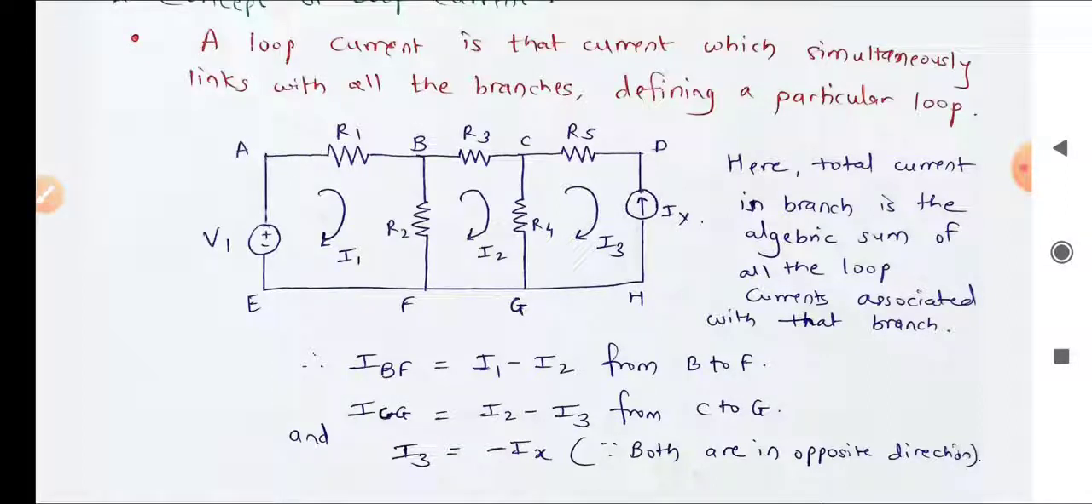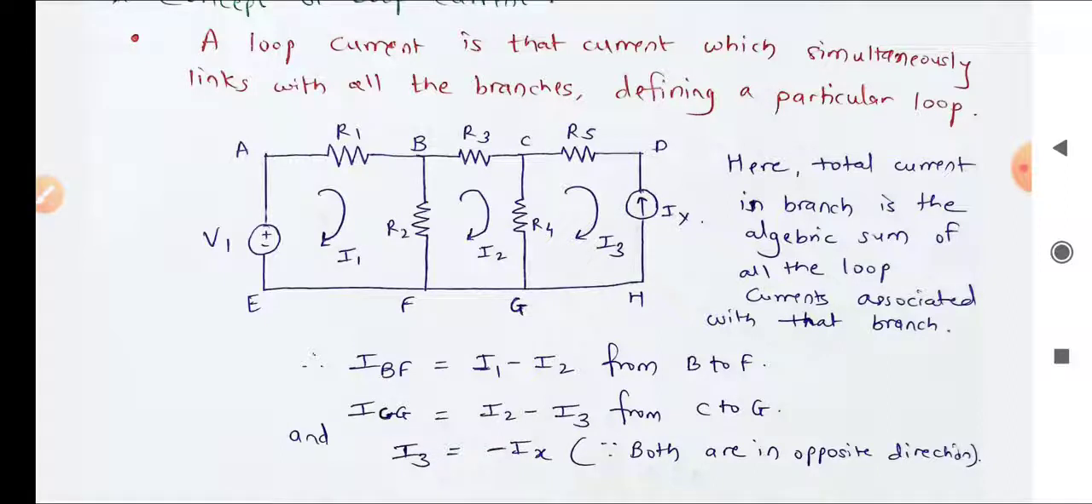Now as the loops are there, loop elements are also present in each loop. So R1, R2 and V1 are the loop elements for loop 1. R3, R4, R2 are the loop elements in loop 2, and R5, Ix and R4 are the loop elements in loop 3. When current passes through each and every element in a particular loop, it is called loop current. So here we will assume I1 is the current in loop 1, I2 in loop 2 and I3 is the current in loop 3.